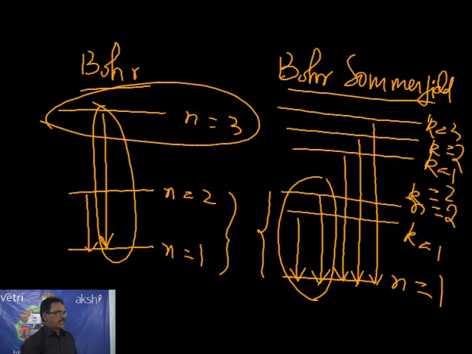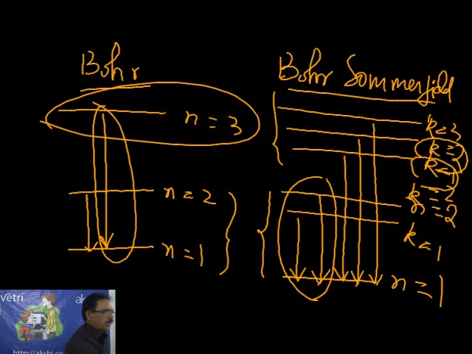So it is a line spectrum. Whereas if you consider Bohr Sommerfeld, the third level is subdivided into 3: k equal to 1, one level, k equal to 2, another level, k equal to 3, the third level. So from k1 to n1, one line, k2 to n1, another line, k3 to n1, the third line. K3 here is nothing but n equal to 3. So we get three lines for Bohr Sommerfeld. K1 and k2 are elliptical, k3 is nothing but spherical. This clearly indicates that the energy of an electron depends not only on the n value but also on the k value. This is a very clear idea given by Bohr Sommerfeld.